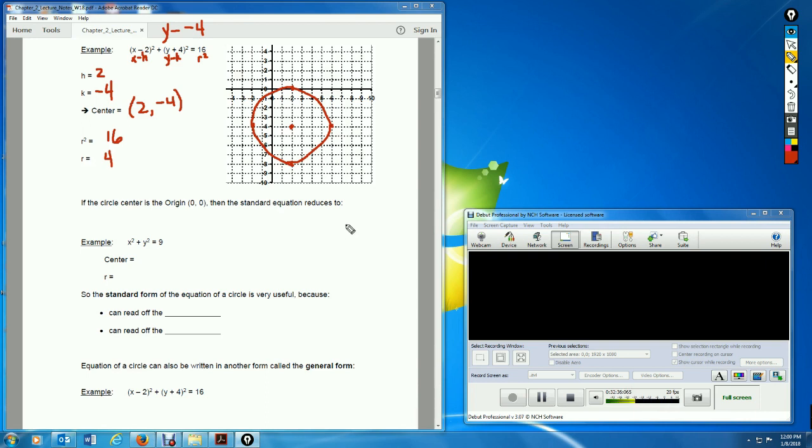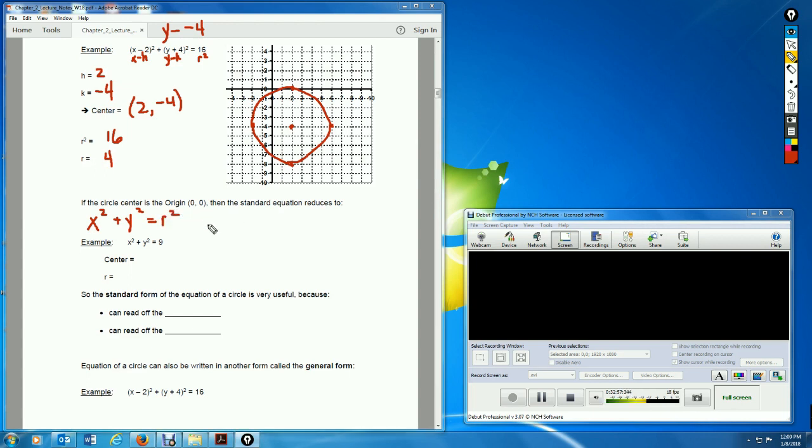Now, specifically, if your circle is centered at the origin, the point (0, 0), then your standard equation reduces to simply x squared plus y squared equals r squared.